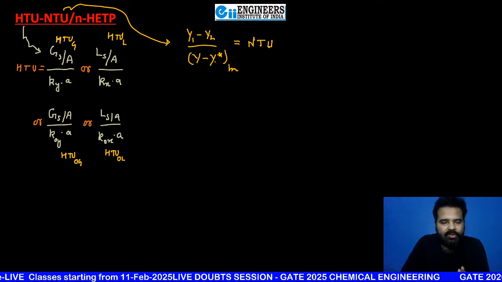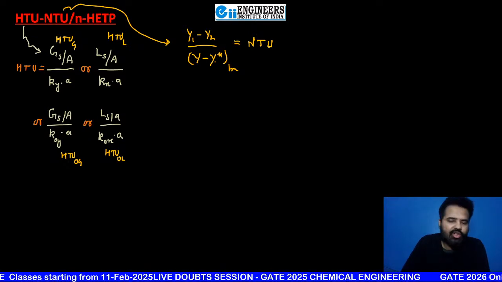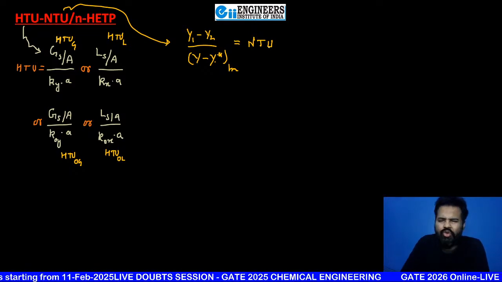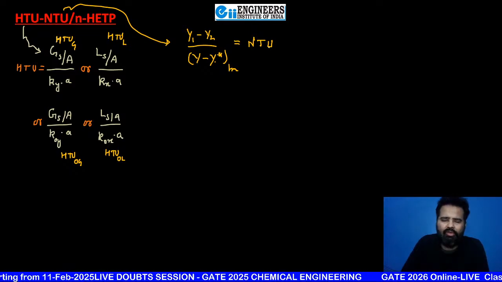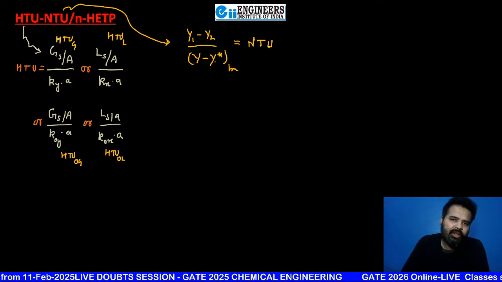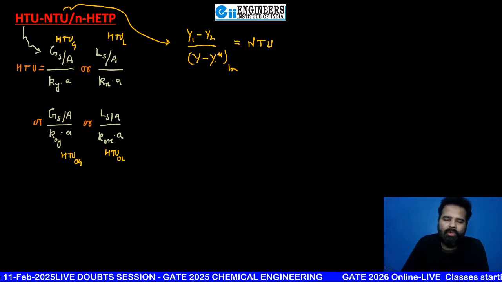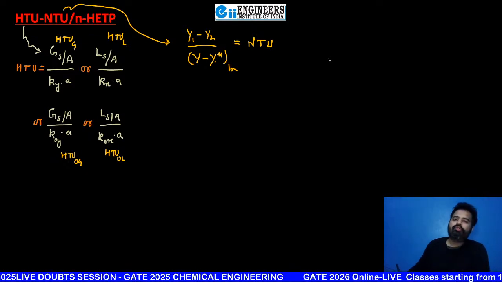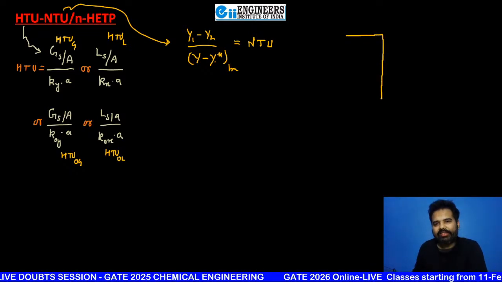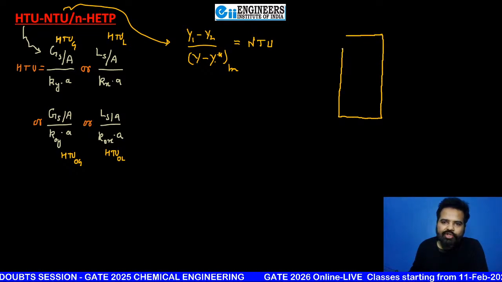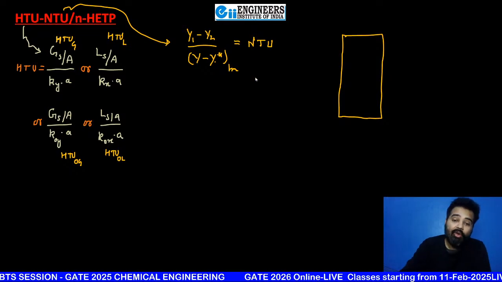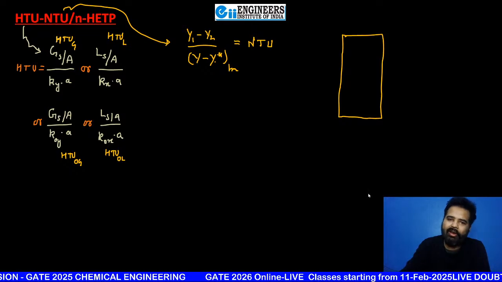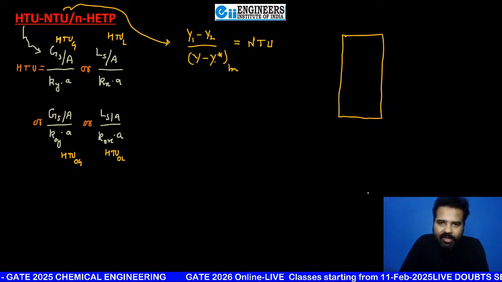Mostly they are asking about this, so don't worry if they give HTU OL and ask for NTU OL. No need to worry, just replace y with x, and instead of y1 minus y2 you write x2 minus x1, and in the denominator it will be x star minus x. In very less time I am focusing on the most important part of NTU, because I can't give 2 hours to one topic. I have to complete lots of topics in a few minutes.